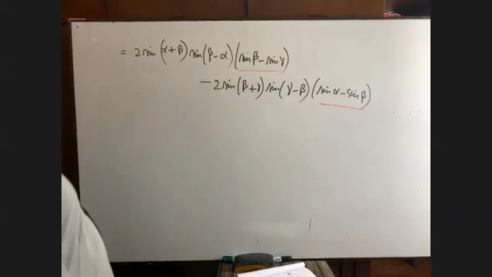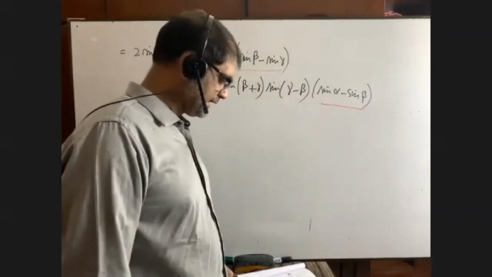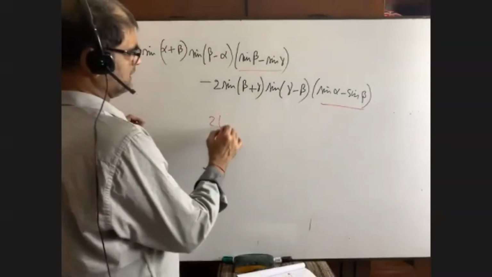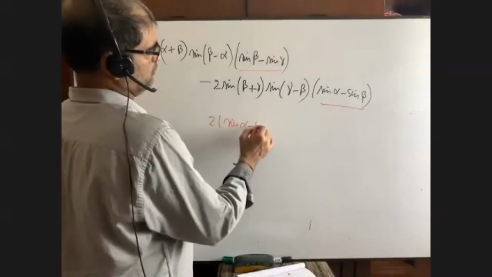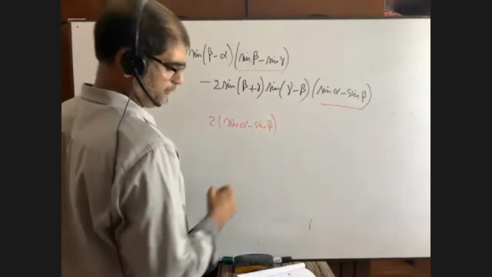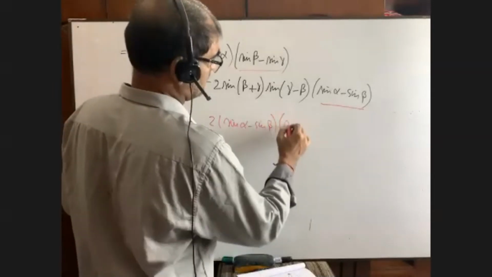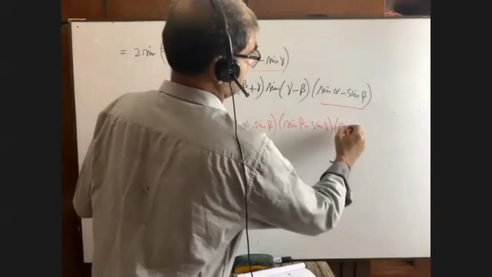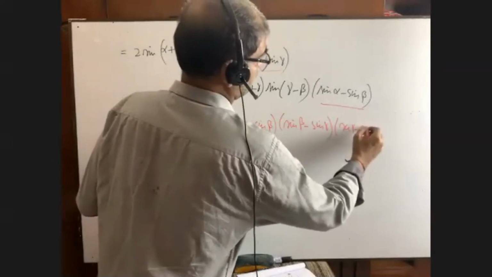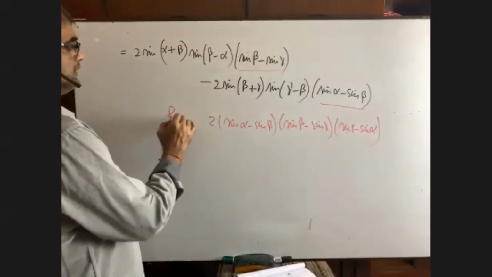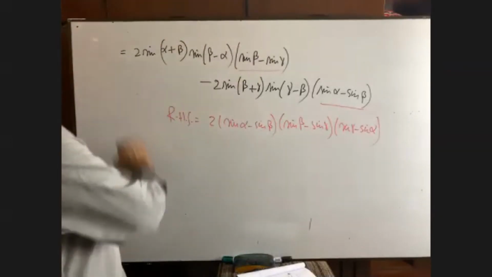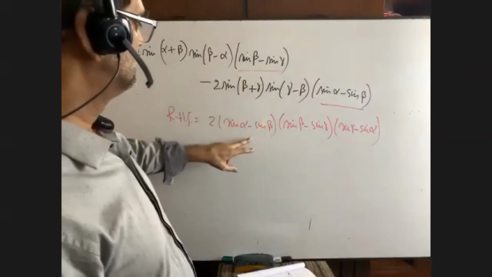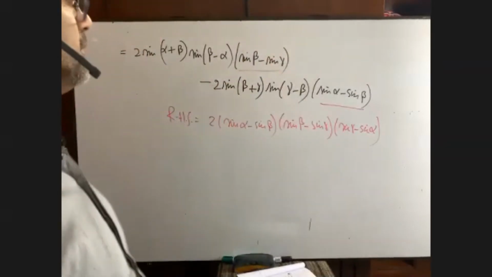Sir, do we have to prove it? We have to prove that 2 sine alpha minus sine beta, then sine beta minus sine gamma, then sine gamma minus sine alpha. It is our right hand side. So we see that we have this type of, right? Now, what should we do? Just let me know.